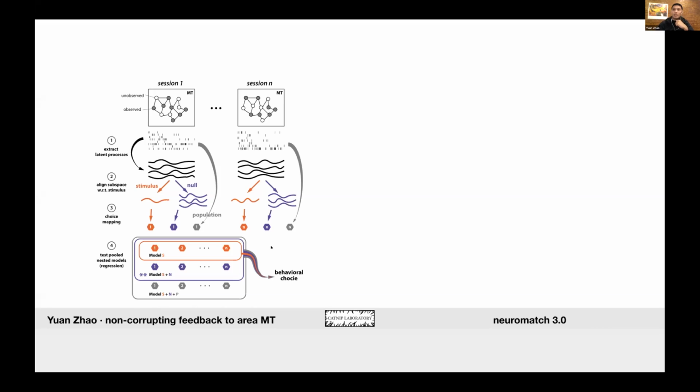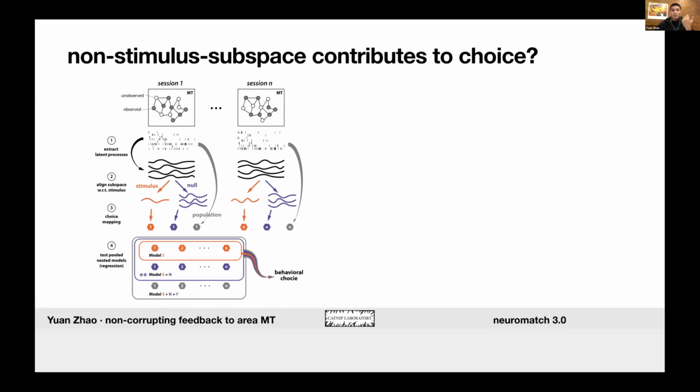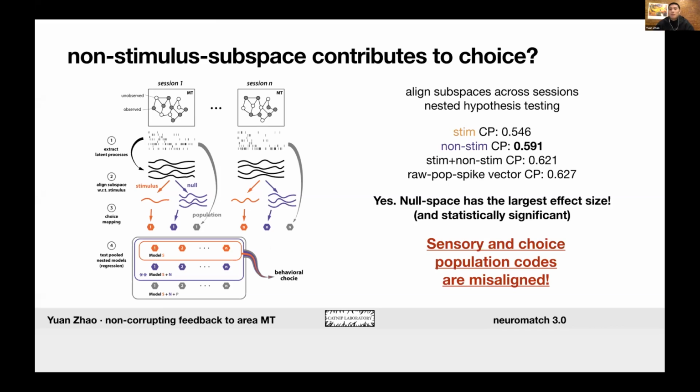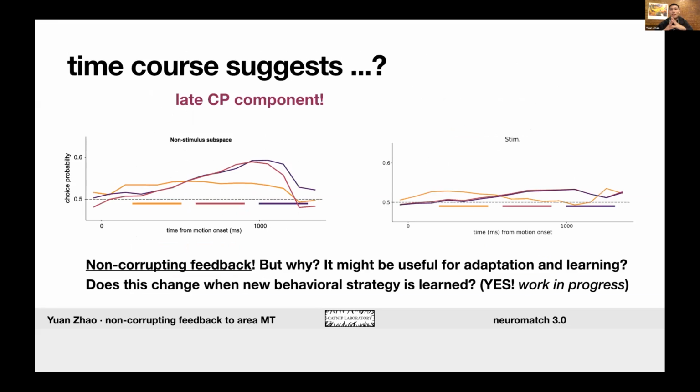So our finding: the question is whether the non-stimulus subspace also contributes to choice, and our finding says yes. We find a substantial and significant choice probability in the non-stimulus subspace. That means the sensory and choice population codes are misaligned. And that also rules out the two aligned subspace hypothesis. Then the question is, is the feedback corrupting or not? To answer the question, we also look at the time course of the choice probability in both subspaces.